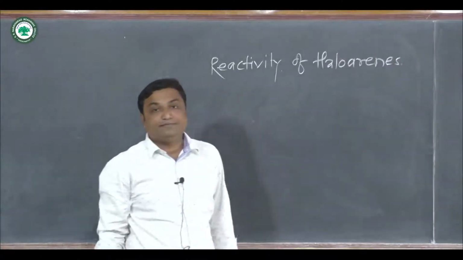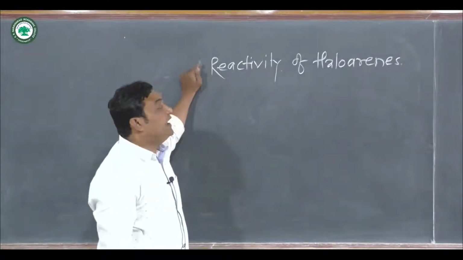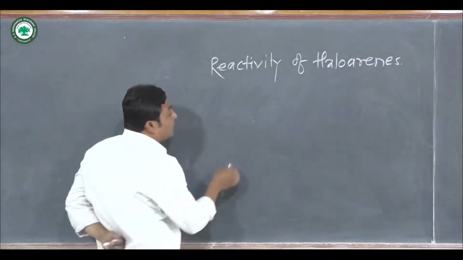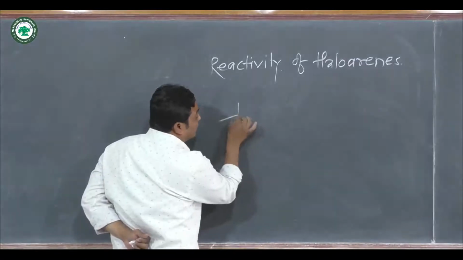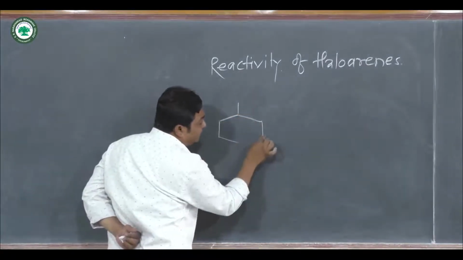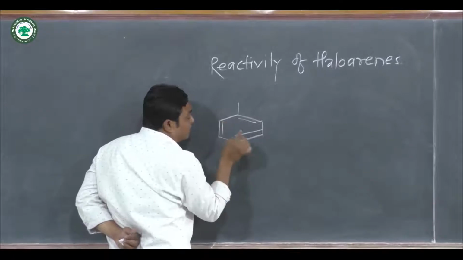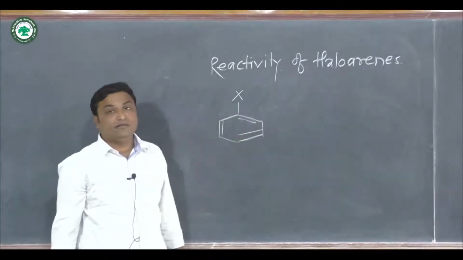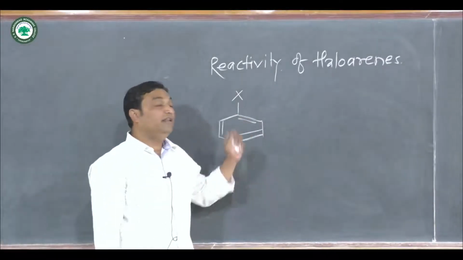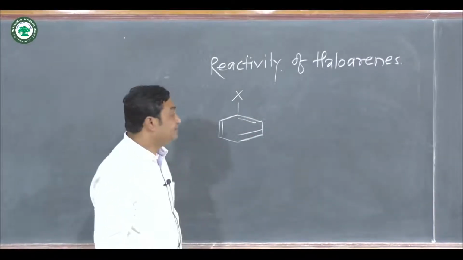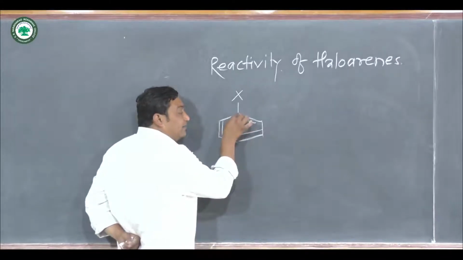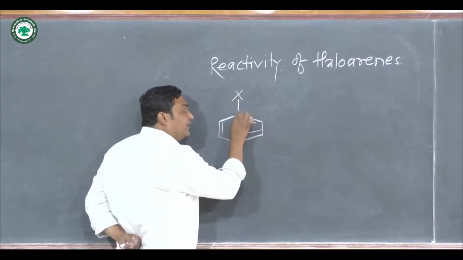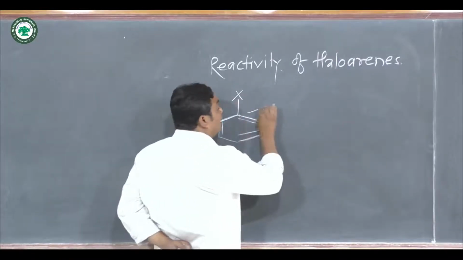While dealing with the reactivity of haloarenes, we know the structure of haloarene, which we have to study in this semester. This is haloarene, that is our aryl halide. We know that the carbon atom on which this halogen is present is sp2 hybridized.